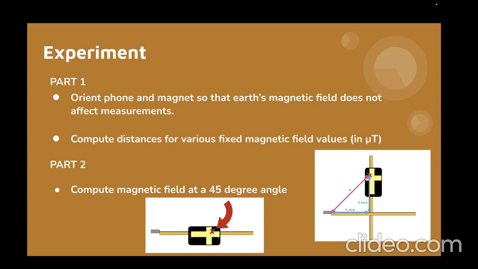Then we computed the magnetic field at a 45-degree angle shown on the right, and this shows how there is a different equation for when it's not directly on the axis.